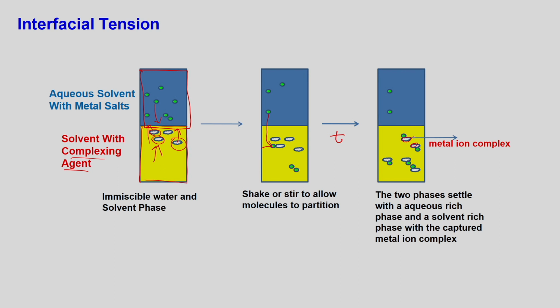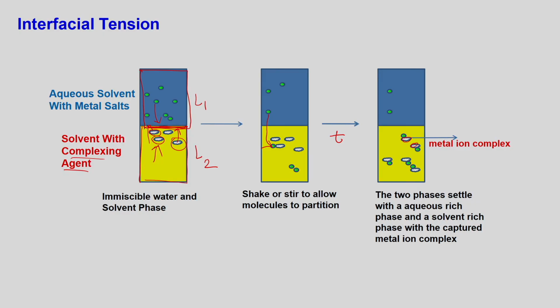So, what happens? The metal ion moves from one phase to the other, let us suppose L1 to L2. While it moves from L1 to L2, from classical thermodynamics we know it will keep on moving until the chemical potential of that particular component is the same in both phases. But there is another driving force, which is the interfacial tension. Now, if it is less, it is better.